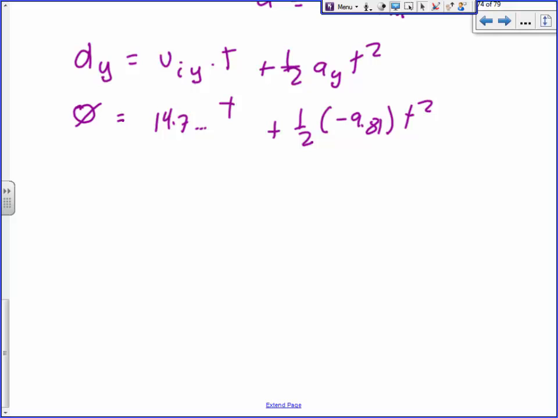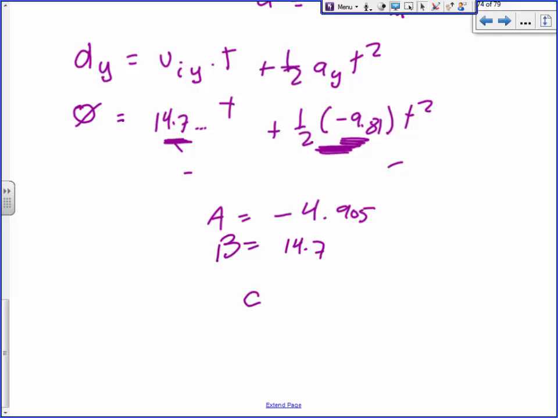Our a value in the quadratic formula from right about here is going to be 1/2 of negative 9.81. 1/2 of negative 9.81 means my a value will be negative 4.905. What is my a value? My b value is right about there. So b is going to be the 14.7 number, and if you can, use the exact value from your calculator. The c value in the quadratic formula? 0. Good, 0. So let's try writing it out.